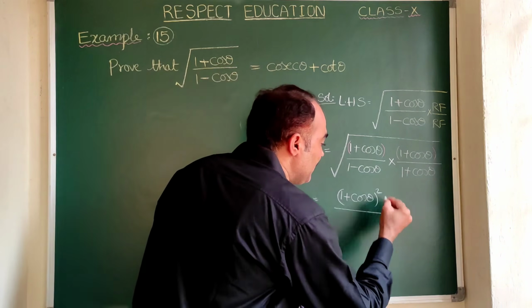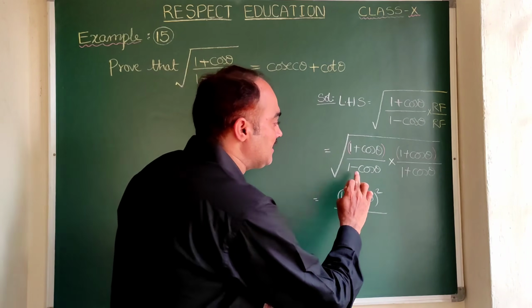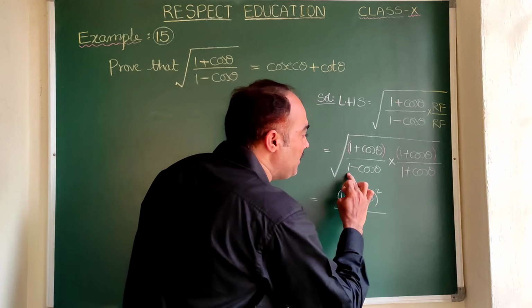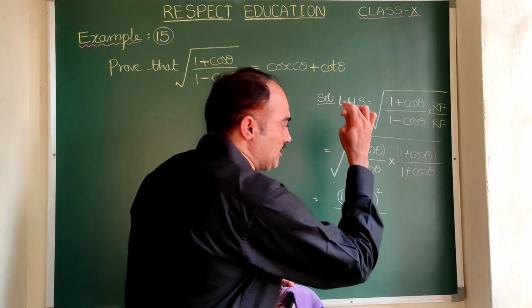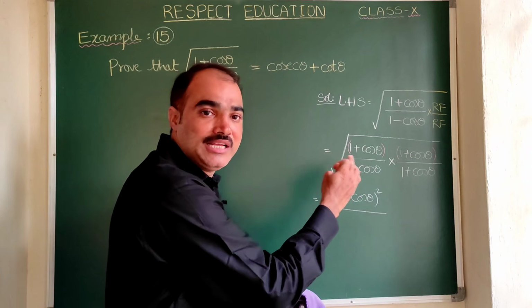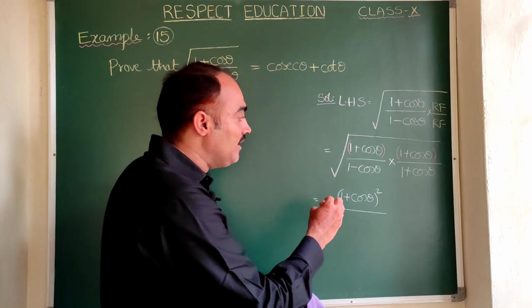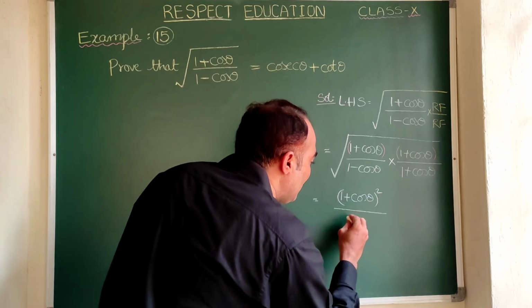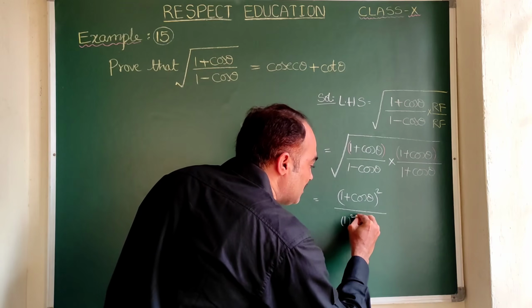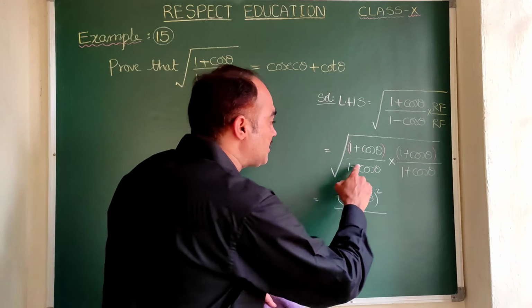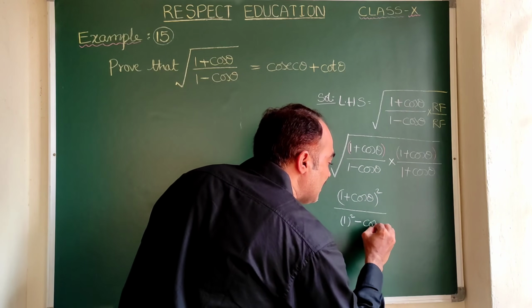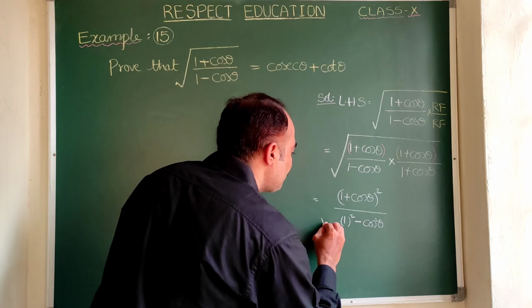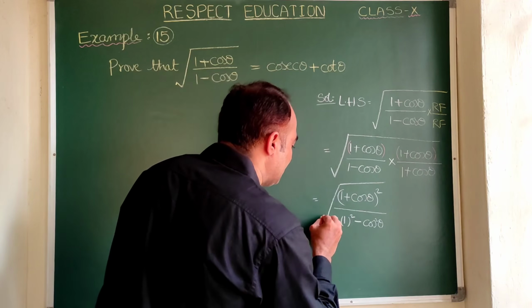Here you just imagine this as a plus b into a minus b. What is the formula for a plus b into a minus b? a square minus b square. Here a means 1, so you are writing a square means 1 square minus b square, which is cos theta whole square. It can be written as cos square theta. Clear? Let us maintain the square root as it is.